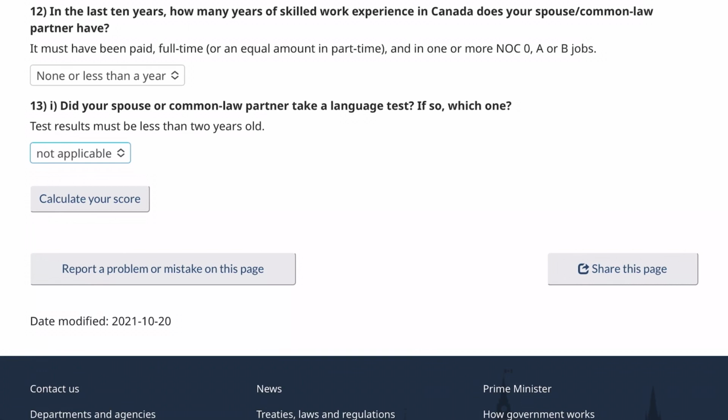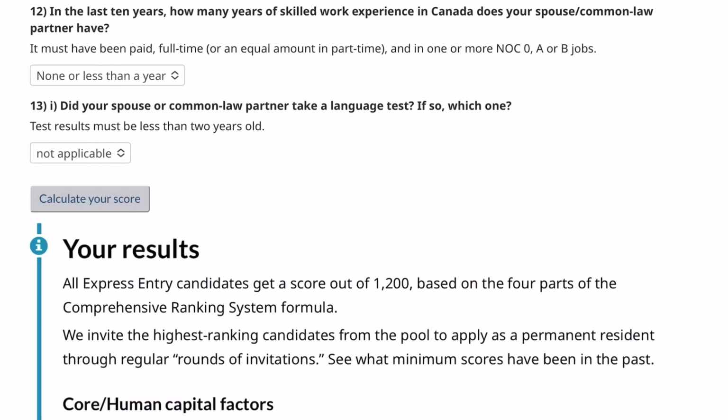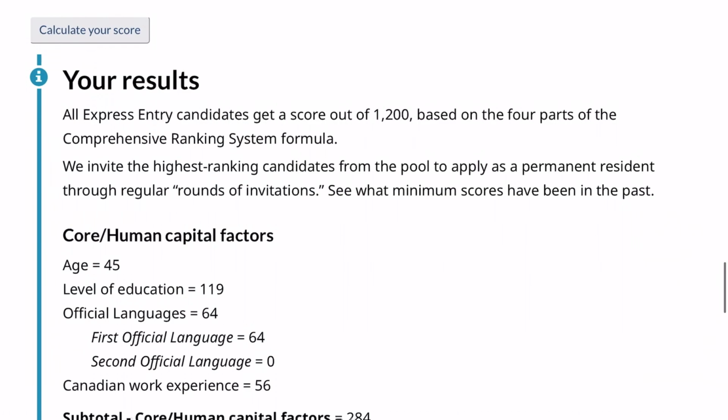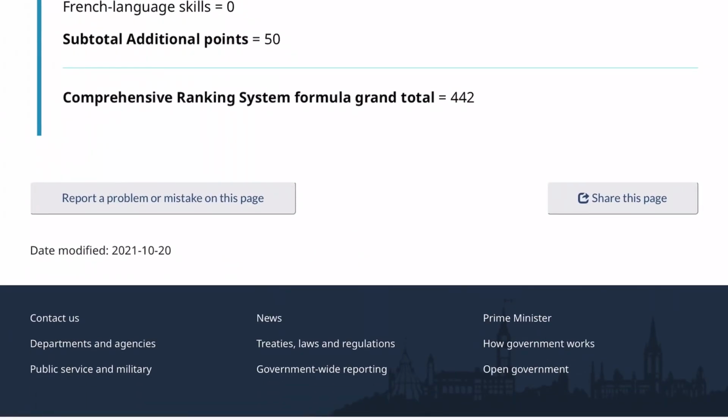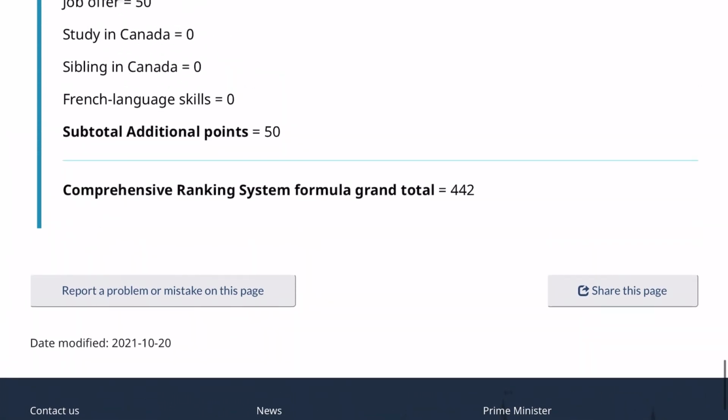Okay, so how much time did it take us? Like 5 to 6 minutes. Now I'm at a stage where I can click calculate score and it will show me the score. So out of 1200 possible score, my total score is 442 based on the answers I gave. Now this basically tells me that 442 means 450-ish. Current score is around 515.